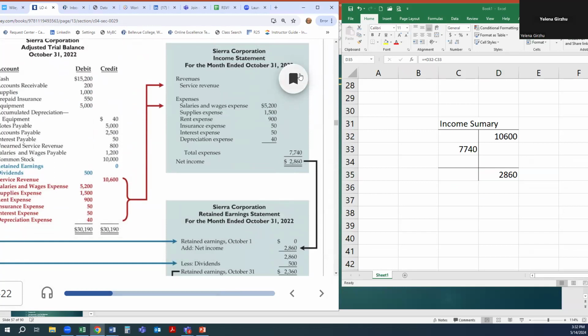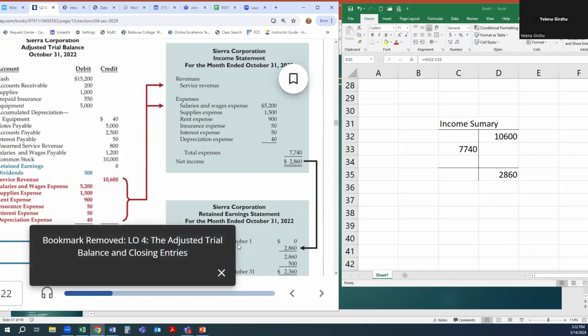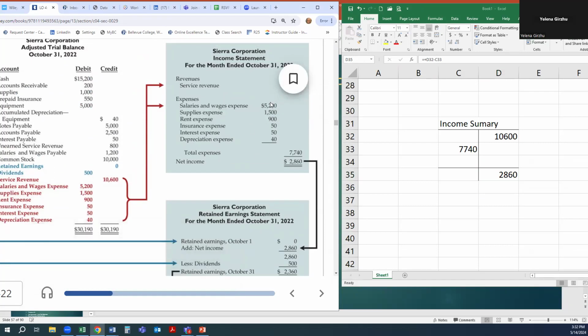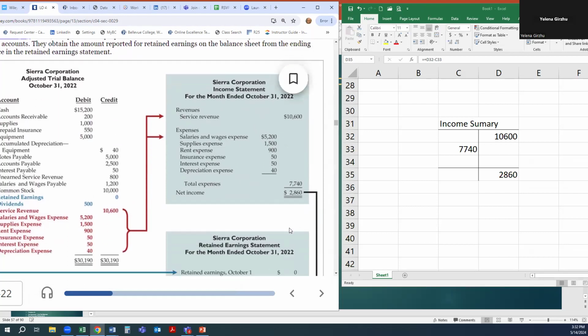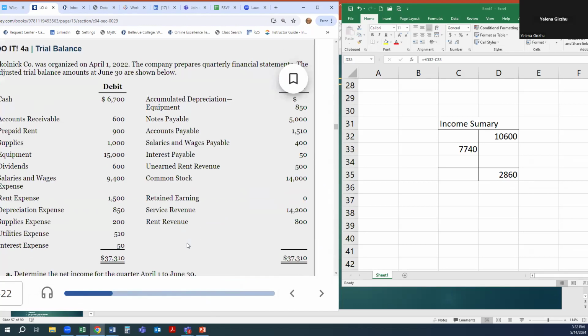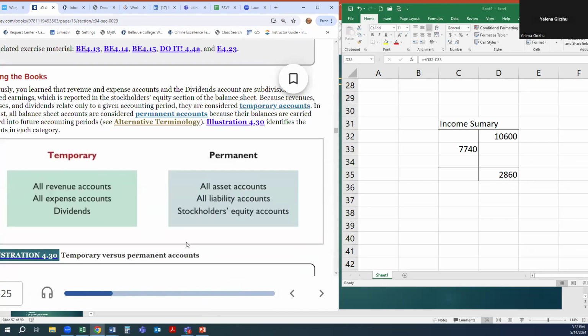That's what you're doing. You're saying, make it go away. It's not going to go anywhere, so here's your 10,600 revenue, here's all your expenses and the net income, okay? So that's what we've put into income summary. We will be creating a journal entry that actually shows net income. So let's go down to the closing entries.